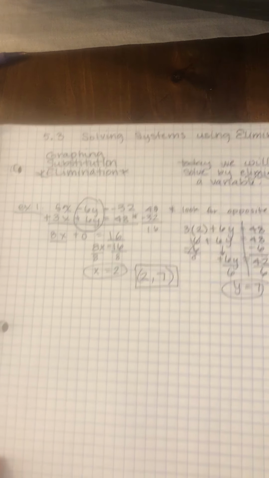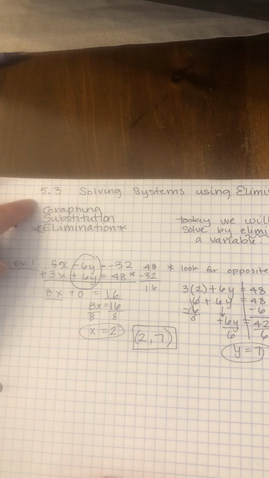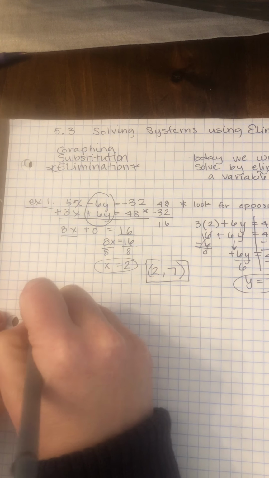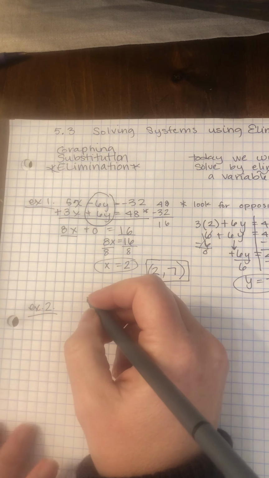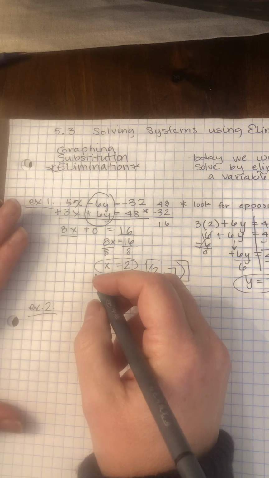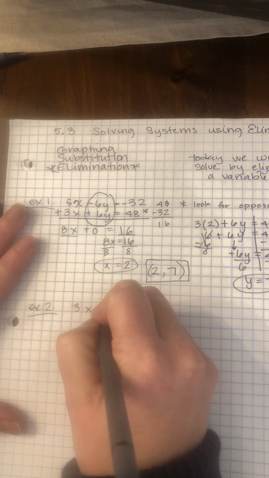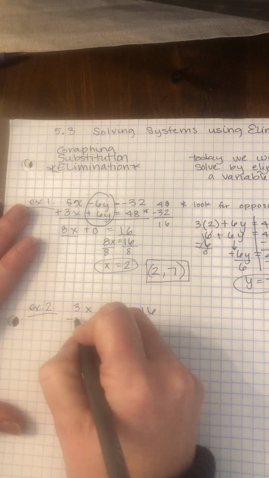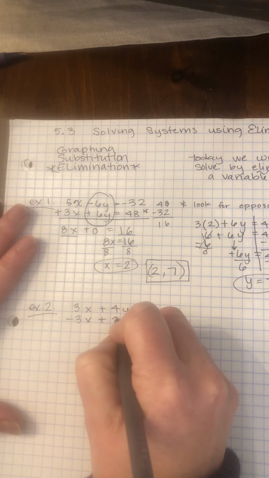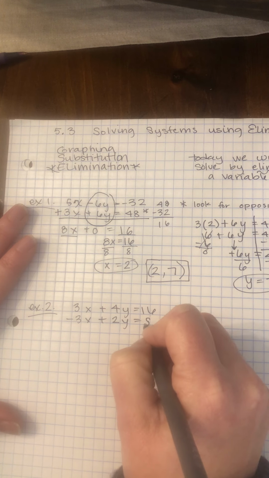Let's do one more. Okay, so graphing is easy if you are comfortable on a coordinate plane. Substitution is the hardest one, which is why you learned that first. Elimination is the easiest, okay? In my opinion. So let's try another one. Let's say we have 3x plus 4y equals 16, negative 3x plus 2y equals 8.